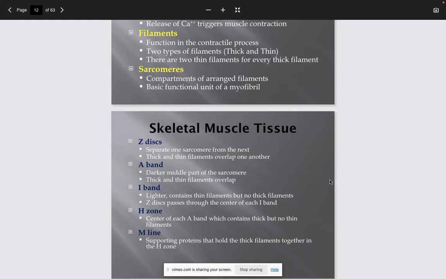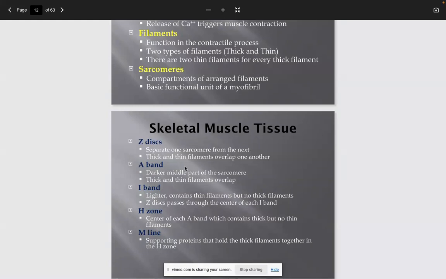So within skeletal muscle tissues, they have these different zones. There's something called the Z disc, the A band, the I band, the H zone, and the M line. And test writers love for you to know the different components of each individual disc or band, or zone. So the Z disc is going to be where the thick and the thin filament overlap one another. This is going to separate one sarcomere from the next.